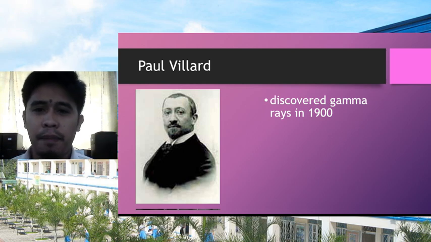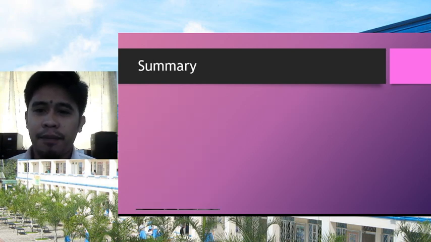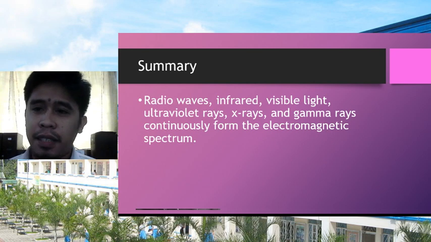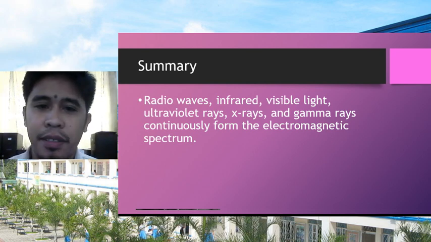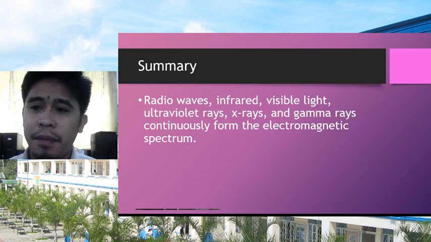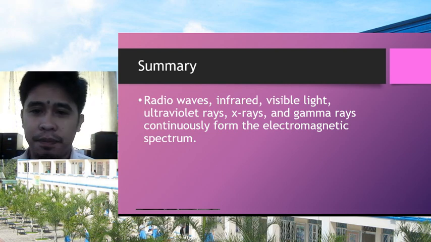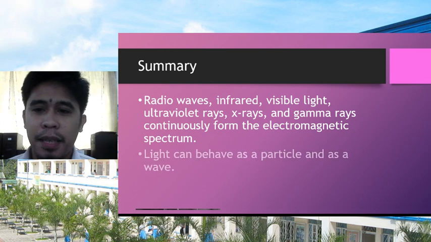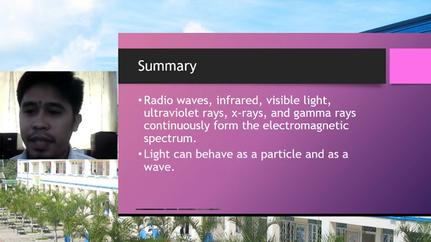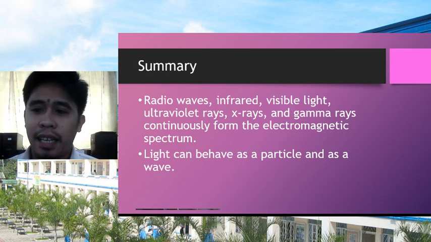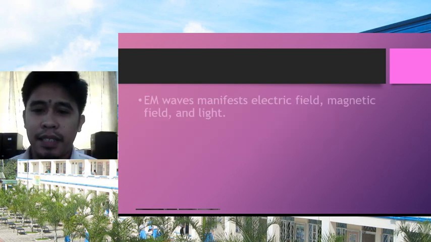To sum up, radio waves, infrared, visible light, ultraviolet rays, X-rays, and gamma rays continuously form the electromagnetic spectrum. From the experiments of these scientists and their discoveries, we know that light can behave as a particle and as a wave, and that electromagnetic waves manifest electric field, magnetic field, and light.